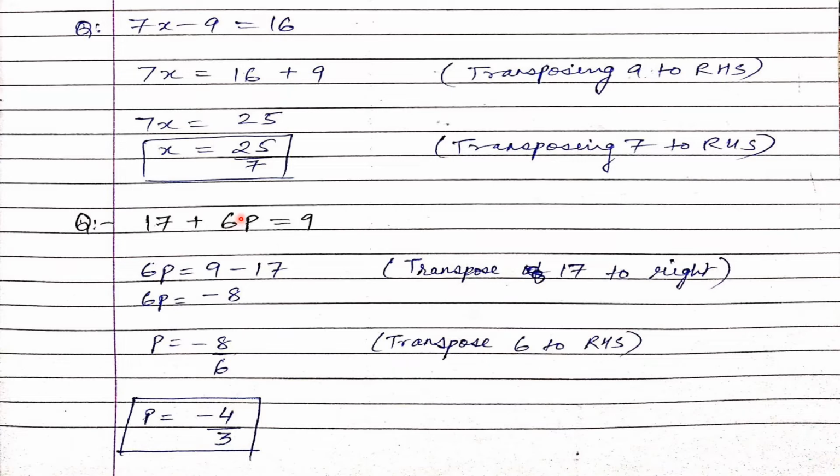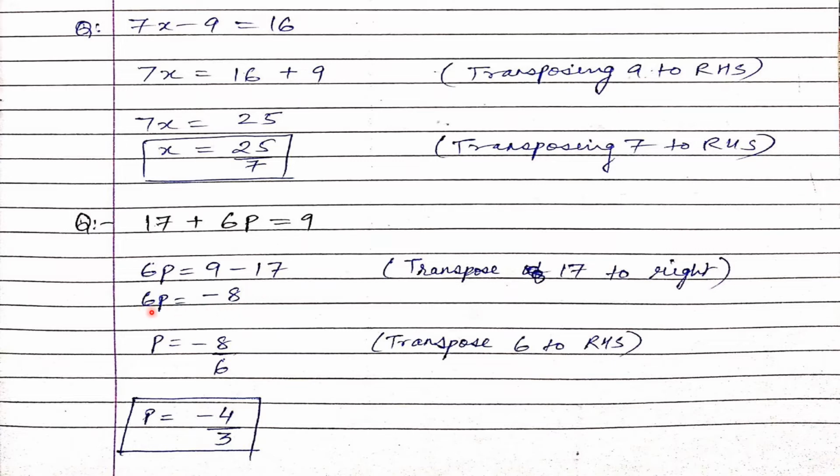So cover the variable part and see which part is extra. That part is 17. So we will take 17 first to the right hand side. As we can see here, it is positive. When it comes on this side, we call it transposing 17 to RHS. Here it becomes negative. So 9 minus 17 is minus 8.